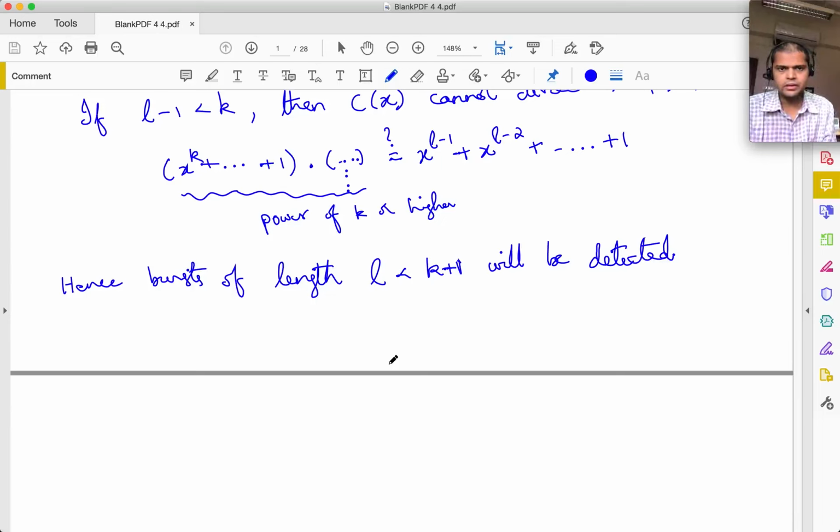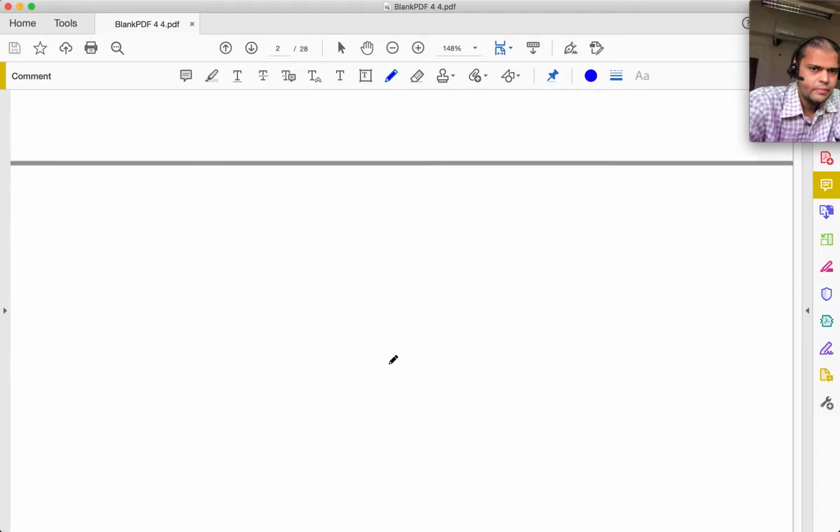Okay, so can we detect all possible errors? No, because you can always go from one valid code word to another valid code word, and then there's no way we're going to be able to tell that an error has occurred. Okay. So this is what I wanted to talk about CRCs.